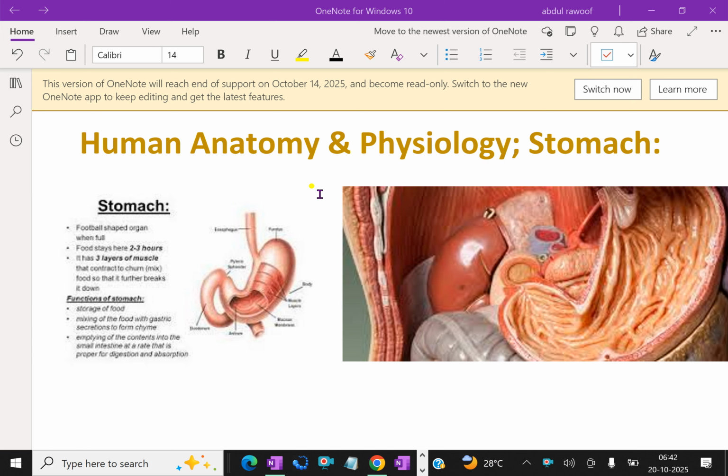In human anatomy and physiology, let us talk about the stomach. Your stomach is a muscular organ that digests food. It is part of your gastrointestinal, that is GI, tract. When your stomach receives food, it contracts and produces acids and enzymes that break down food. When your stomach has broken down food, it passes it to your small intestine.